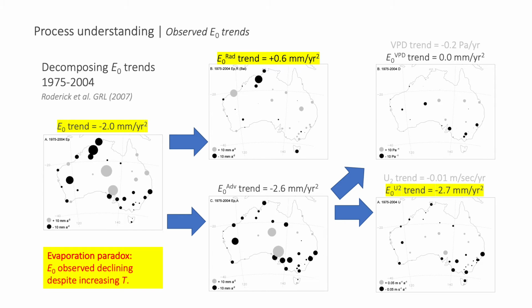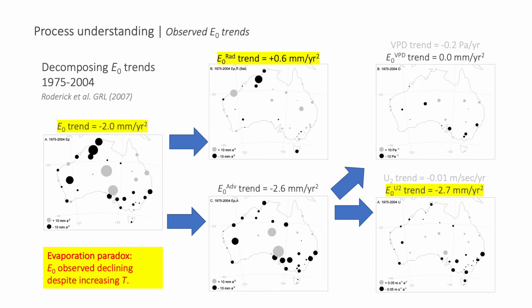So what then explains the evaporation paradox? In this context, that would be when evaporative demand is observed to be declining despite increasing warming. Well, we looked at this in Australia at a bunch of pans from this period, 1975 to 2004, and we saw a mix of increasing and decreasing pan evaporation shown here on the very left-hand side of the graphic, where the mean trend is negative 2 millimeters per year. And that's a function of the addition of an advective trend of negative 2.6 millimeters per year, that's that center bottom graphic, and a radiative trend of plus 0.6 millimeters per year.